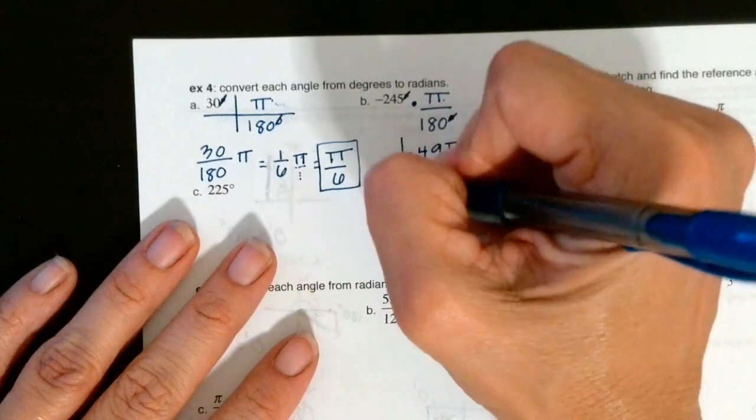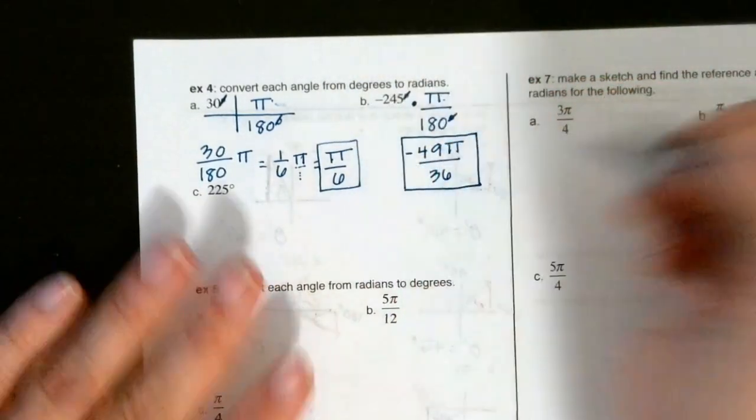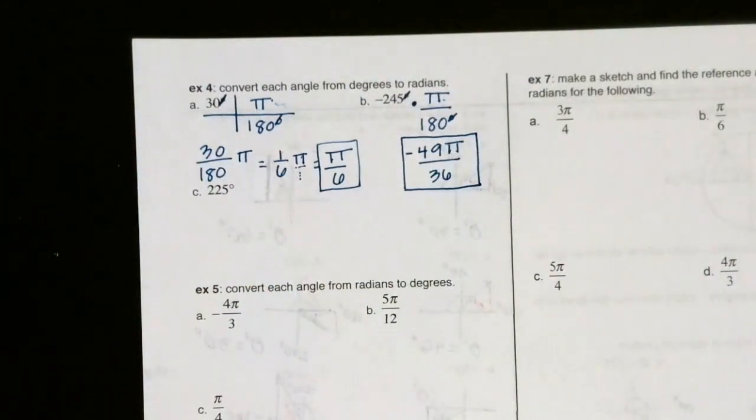I'm not calculating a reference angle, so it's okay for it to be negative. All I'm calculating is the angle in radians. So it's the same thing. It's like converting from Spanish to English. It's the same number, it's just in a different form.